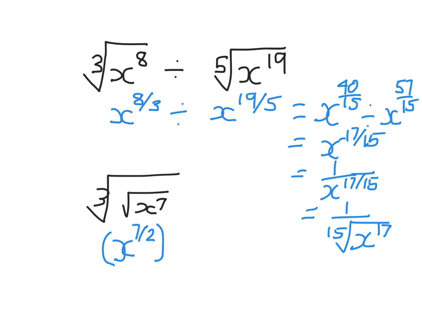Now, when you cube root something, you're raising it to the power of a third. 7 over 2 times 1 over 3 is 7 over 6. So this is x to the power of 7 over 6, which is the same as the sixth root. So the number on the bottom of the fraction is which root, and then the number on the top of the fraction becomes the power. How easy is that?